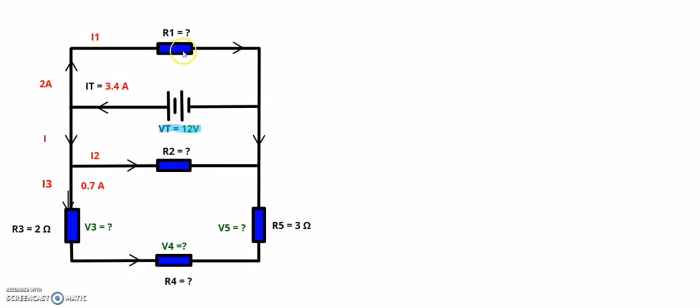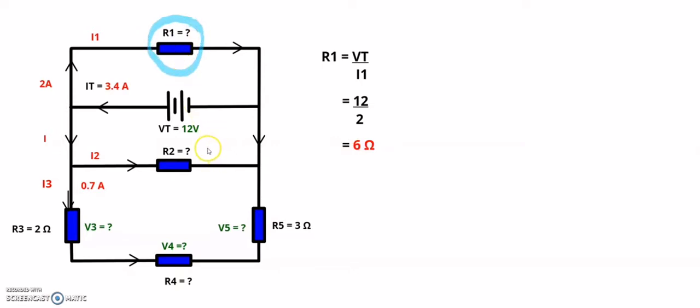Meaning, what am I actually saying? I'm saying that that resistor is in parallel with the battery, and when the resistor is in parallel with the battery, it means that the voltage drop over that resistor is going to be 12 volt. So now I can say that resistor R1 is equal to my total voltage divided by I1, which is 12 divided by 2, which will give me a resistance of 6 ohms for that specific resistor.